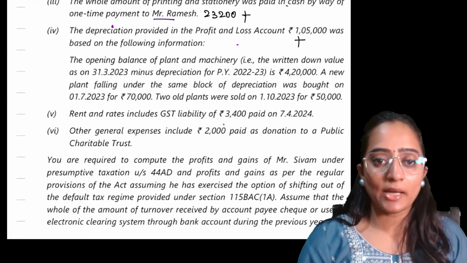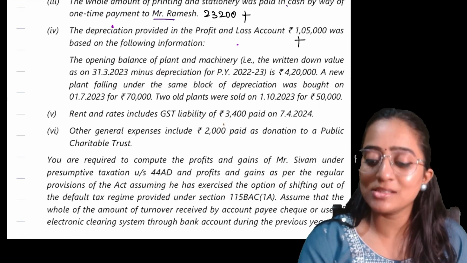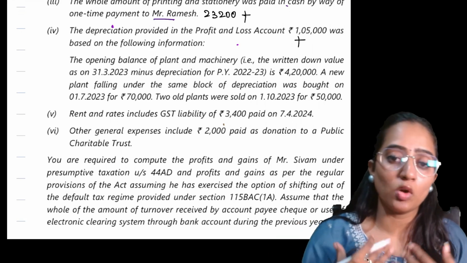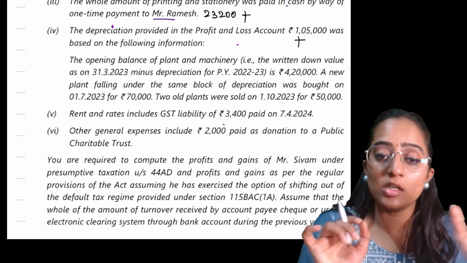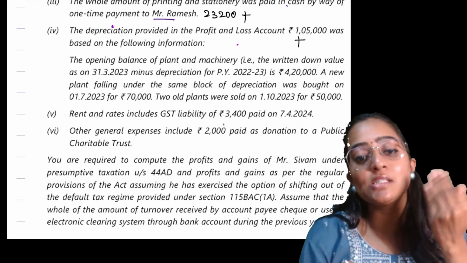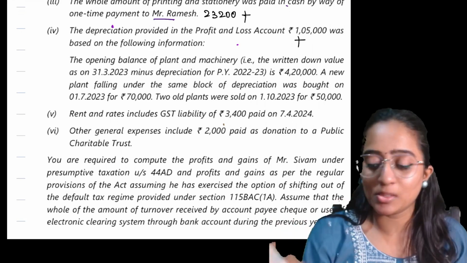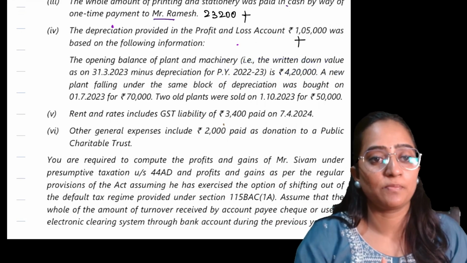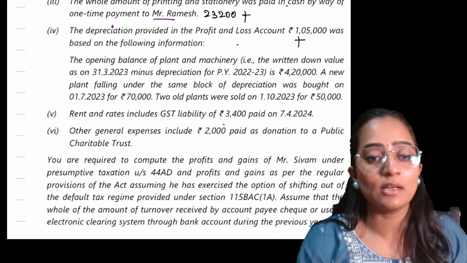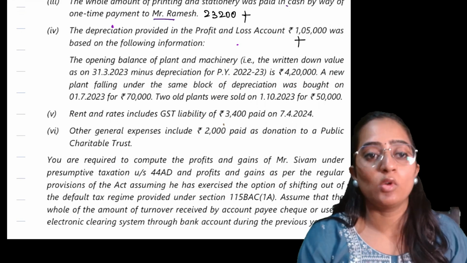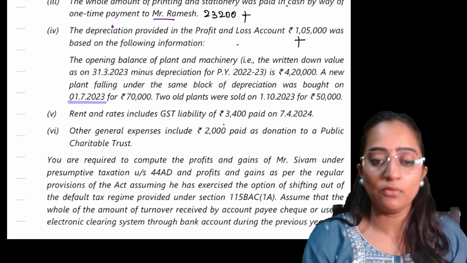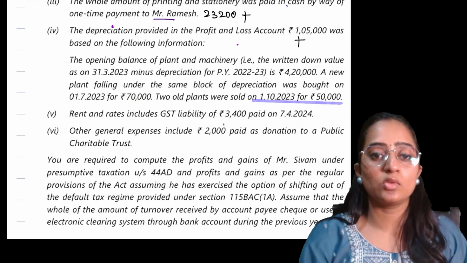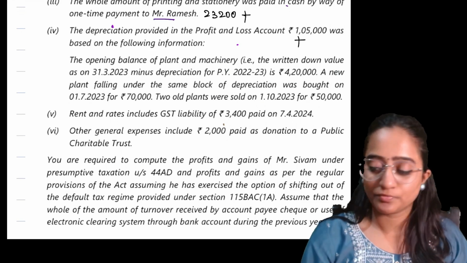The opening balance of plant and machinery, that is the written down value minus the depreciation, is given after subtracting the depreciation. We need not do any further calculation of subtracting the depreciation of the preceding previous year. They have done everything and given the final amount, 4,20,000. A new plant falling under the same block of depreciation was bought on 1/7/2023 for 70,000. Two old plants were sold on 1/10/2023 for 50,000.